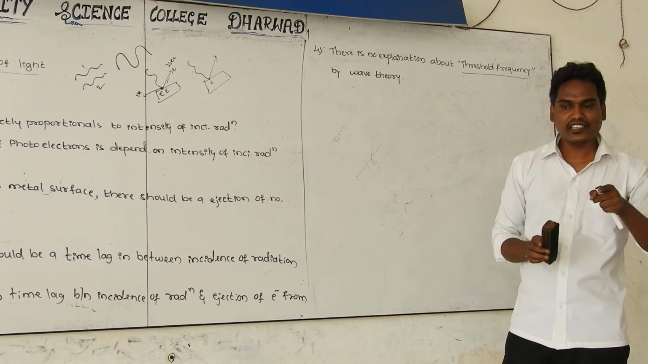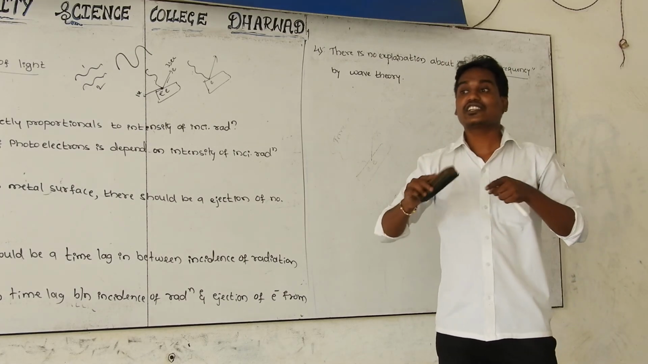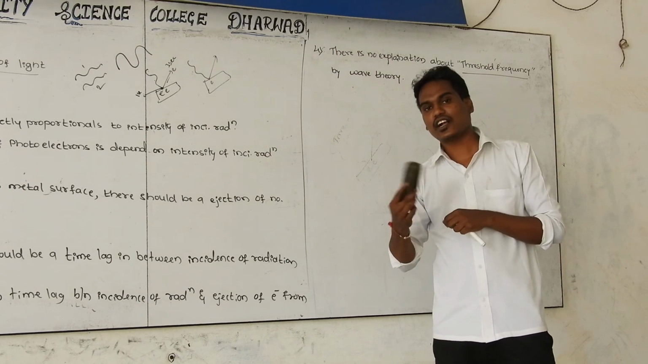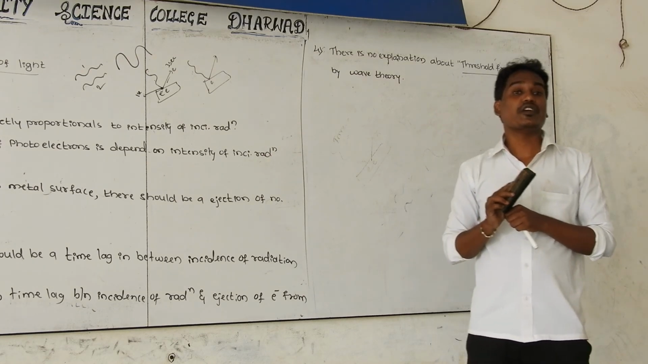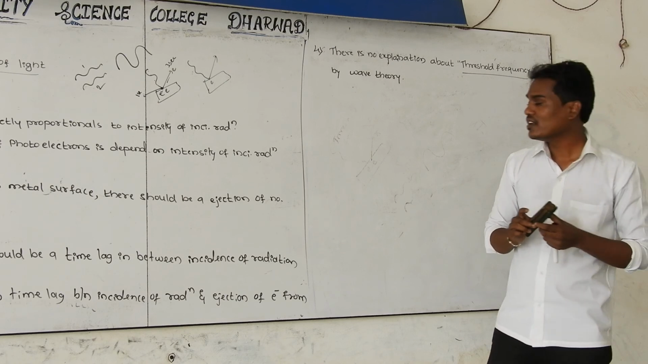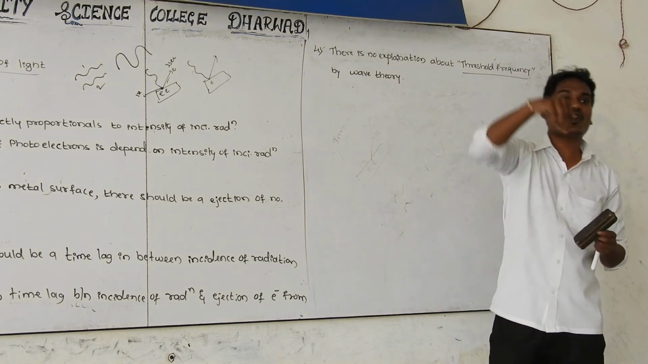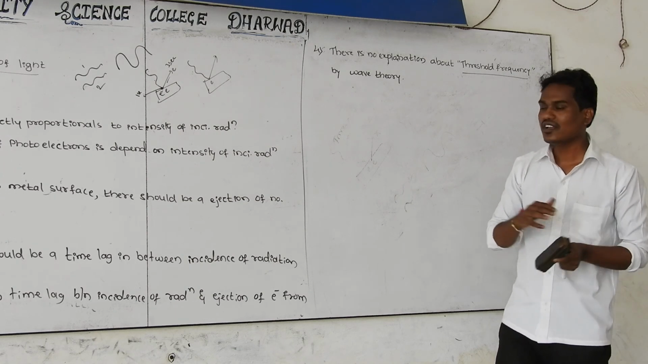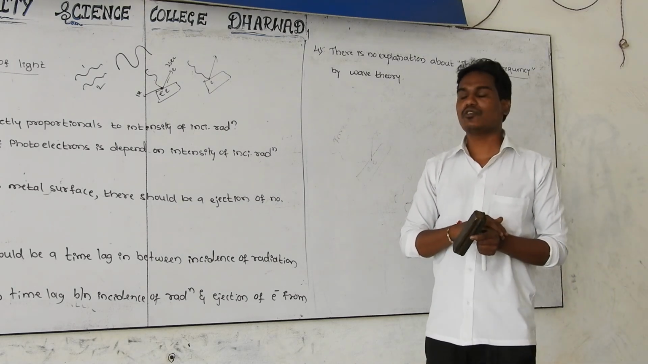By increasing the intensity, the emitted electron's kinetic energy increases. This is according to wave theory. But according to particle theory, the emitted electron's energy does not depend upon the intensity. That's why this is the first failure of wave theory. That reason cannot be explained by using the wave theory.